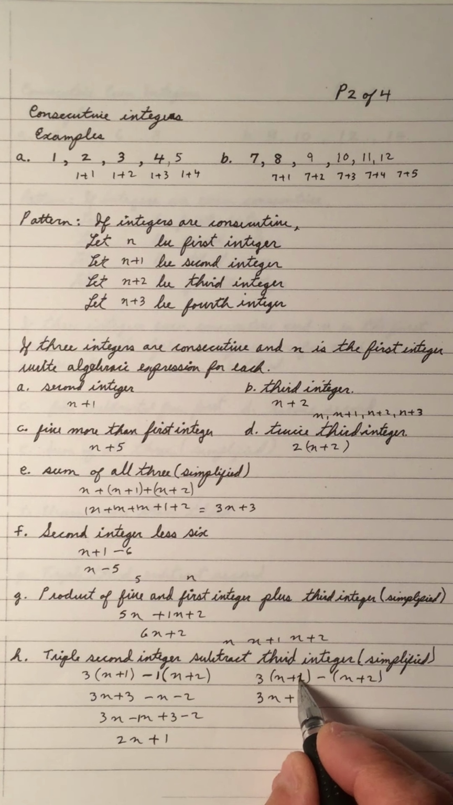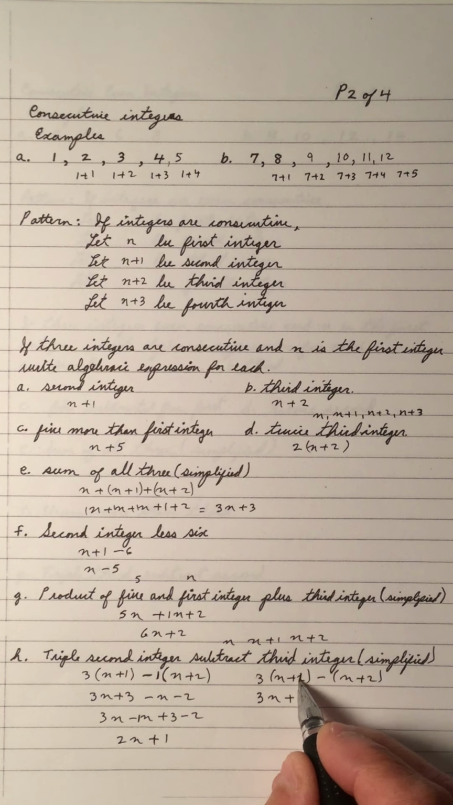Let's continue. If 3 integers are odd consecutive and n is the first one, write algebraic expressions for each. N is the first one. So the second one is n plus 2. N is the first, notice, n is the first consecutive odd. The third one is n plus 4.